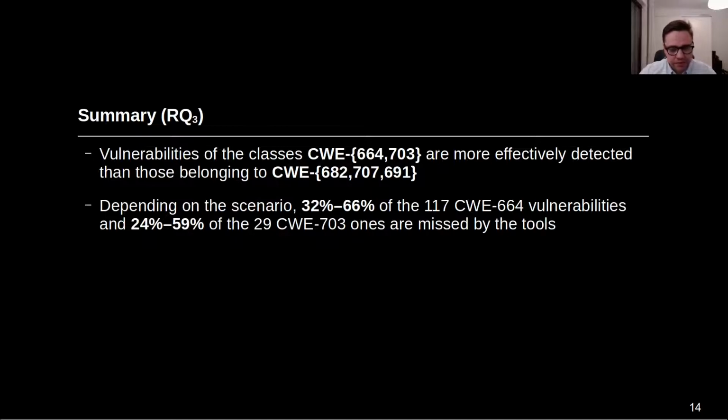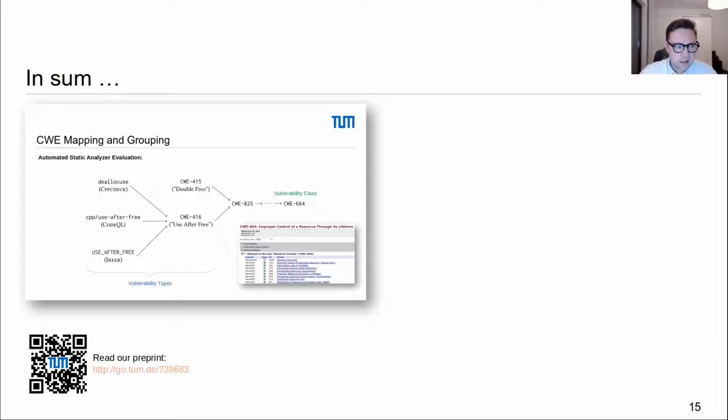Depending on the different scenarios, however, when we look at those classes that were best detected, still 32 to 66% of the 117 CWE-664 vulnerabilities and 24 to 59% of the 29 CWE-703 vulnerabilities were still missed. Alright, so let me summarize what I've talked about in this presentation here.